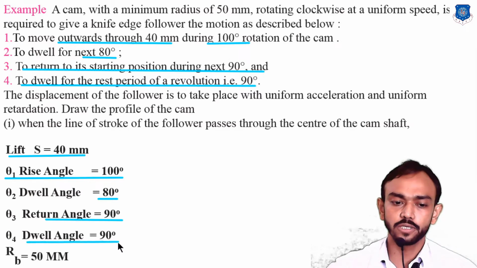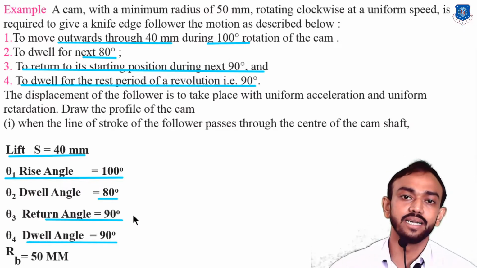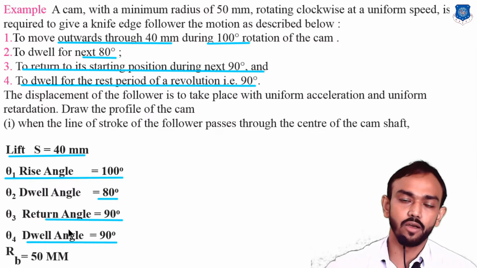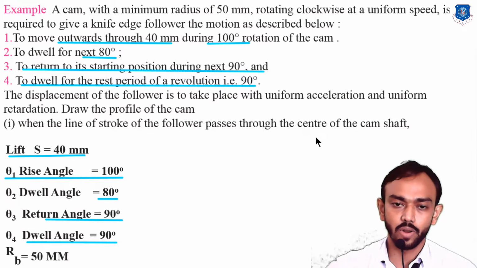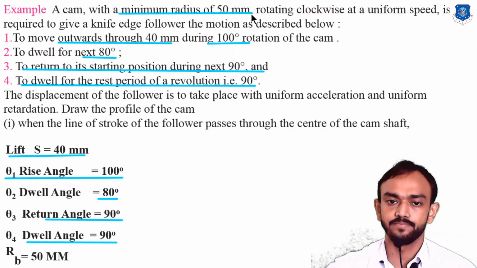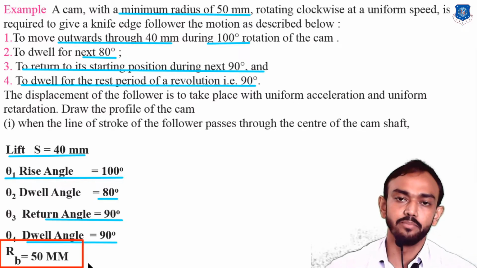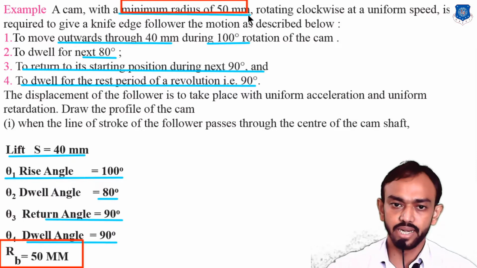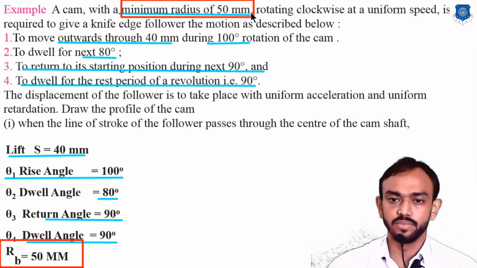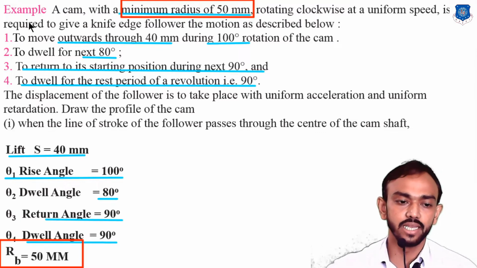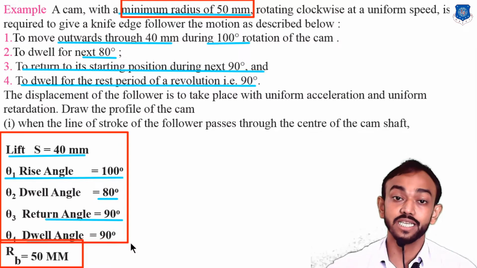Before starting the cam profile we have to make the displacement diagram. These are the 5 data we always require for drawing the displacement diagram. RB means base radius or minimum radius, which is 50 mm, and is required at the start of the cam profile, but right now we need these 5 data for the displacement diagram.